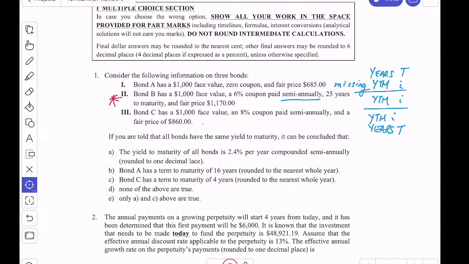Shall I leave you to try that? Give you a couple minutes, and then I'll write the answer. Okay, I'm going to give you 5 minutes, all right? 5 minutes.